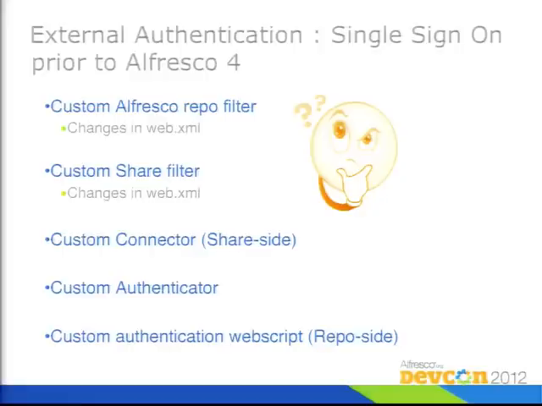And this connector, we should sometimes, not all the times, define our custom authenticator as well. And at the end, define a custom web script on the repository side that will get the ticket from Share and then check with the external entity for validating the ticket or reject it in order to reject the authentication.